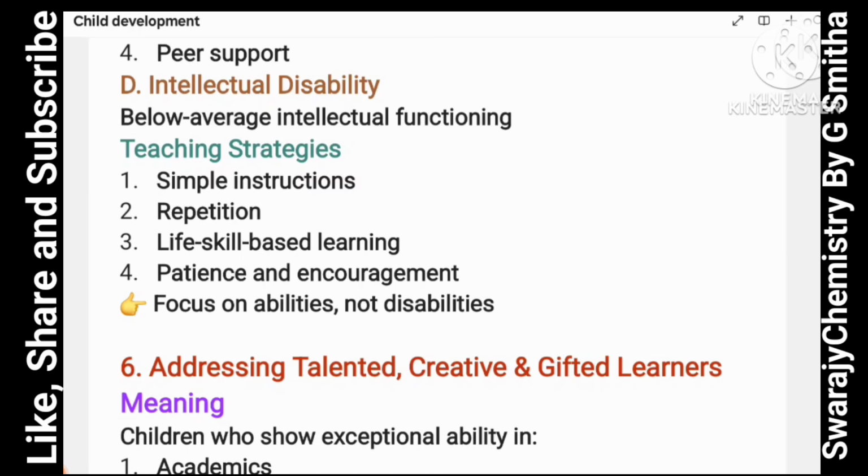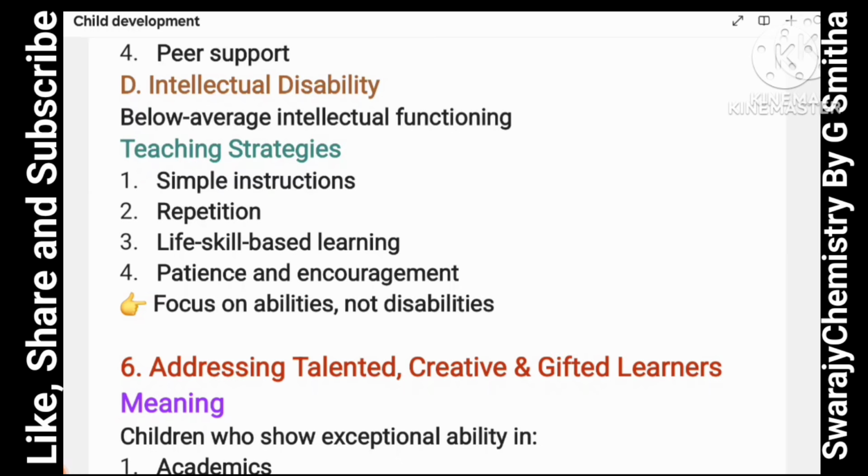The second one is repetition. Lessons should be repeated again and again using examples and activities. The third one is life skill based learning. Teach useful daily skills such as counting money, personal hygiene, communication skills. The fourth one is patience and encouragement. Teacher should be patient, praise small achievements, encourage effort. This improves confidence and learning.